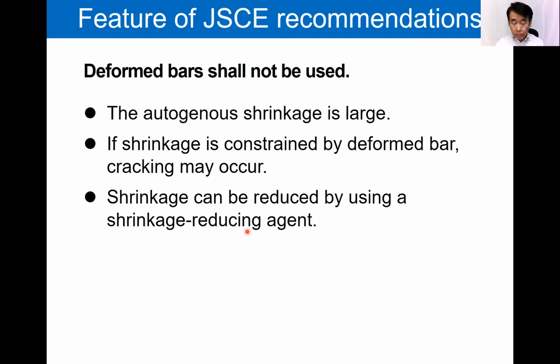And the next is that deformed bars shall not be used. As Professor said, the autogenous shrinkage of UHPFRC is about 600 to 800 microstrain, which is much larger than normal concrete. If the shrinkage is constrained by the deformed bar, cracks may occur. Consequently, we decided not to use deformed bars and use only the prestressing tendon as reinforcement.